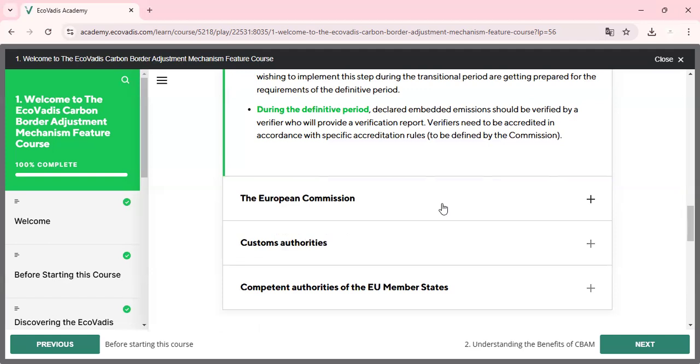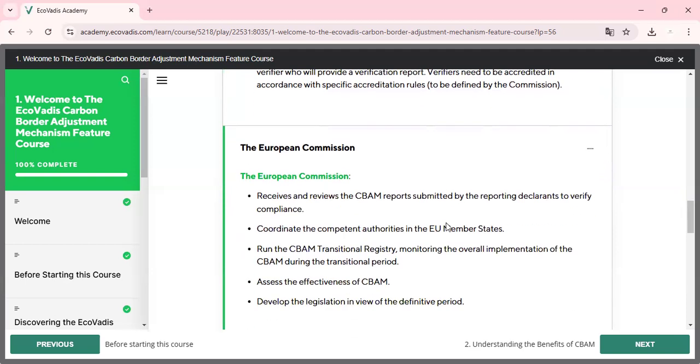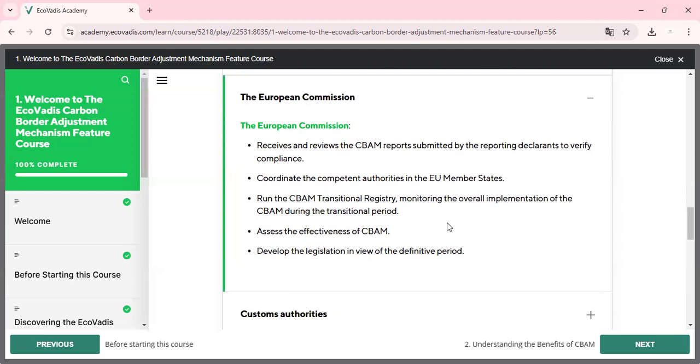The European Commission. The European Commission receives and reviews the CBAM reports submitted by the reporting declarants to verify compliance. It coordinates the competent authorities in the EU member states, runs the CBAM transitional registry, monitoring the overall implementation of the CBAM during the transitional period, assesses the effectiveness of CBAM, and develops the legislation in view of the definitive period. Customs authorities.